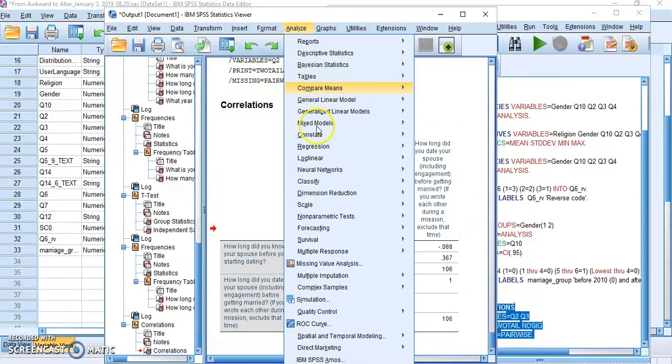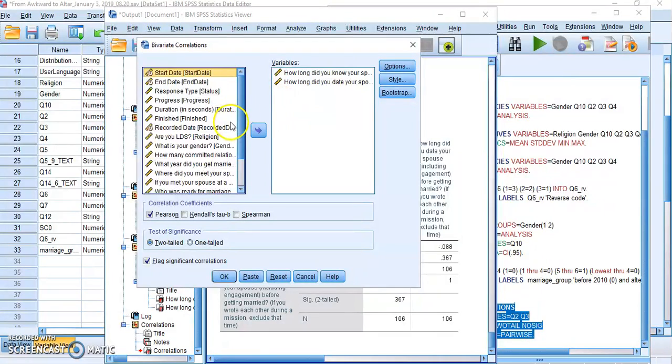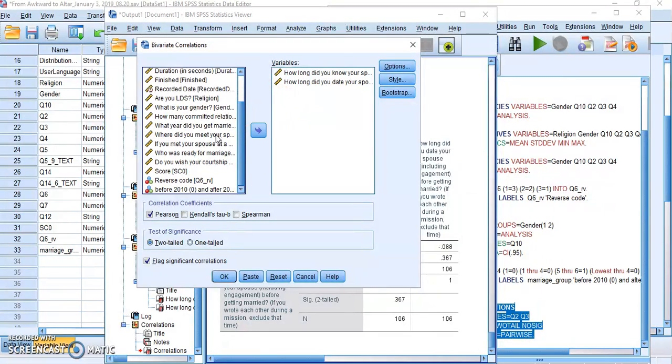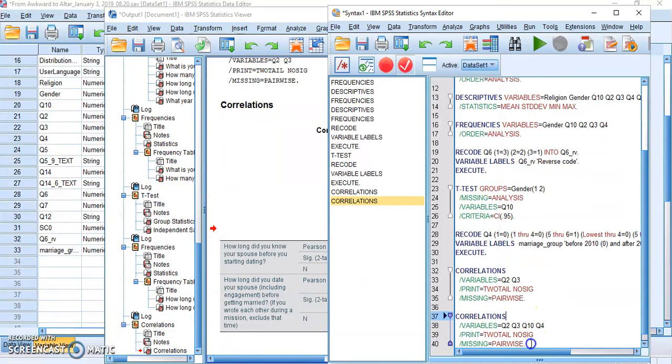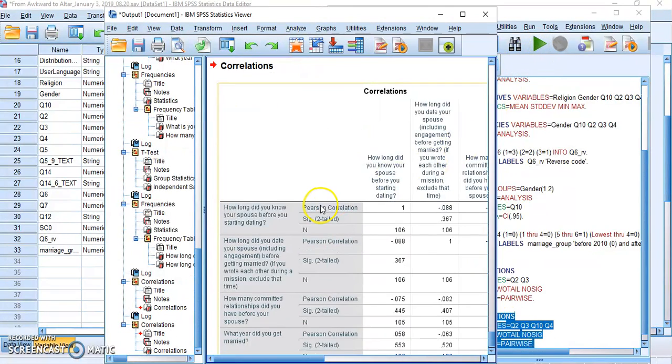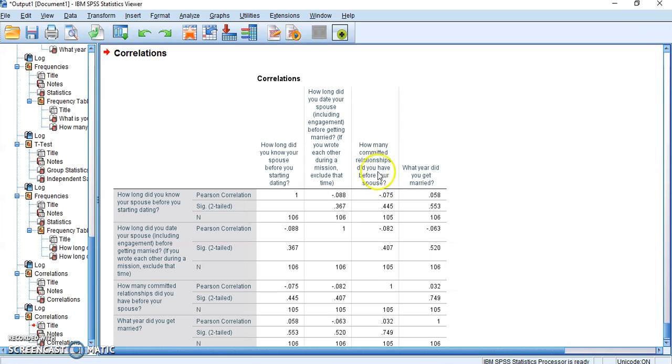You would still do bivariate, but you could do it with any continuous variables. So how many committed relationships did you have? What year did you get married? Put in all those and paste it. And even though it's bivariate, you can do it with more than 2 variables. That just means that it's only going to do 2 at a time. So we've got this one with this one with that one. And if you see my data, all my p-values are non-significant, which is just sad.